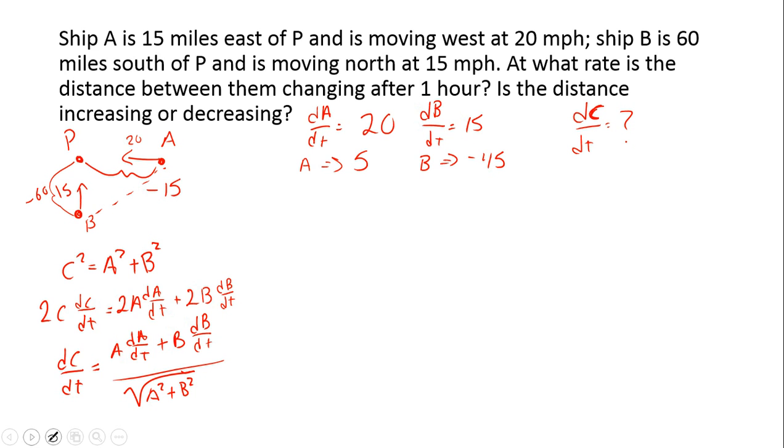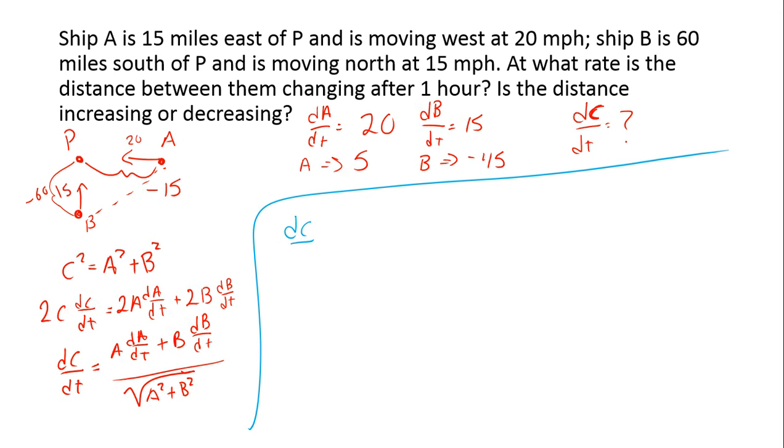And so now we can see what we can plug in. Okay, so for dA/dt, we've got 20, and for a, we've got 5. So right now, we've got dc/dt is equal to 5 times 20 plus b is minus 45 times 15, which is dB/dt, all over the square root of 5 squared plus 45 squared, or a negative 45, but since we're squaring it, it turns positive.